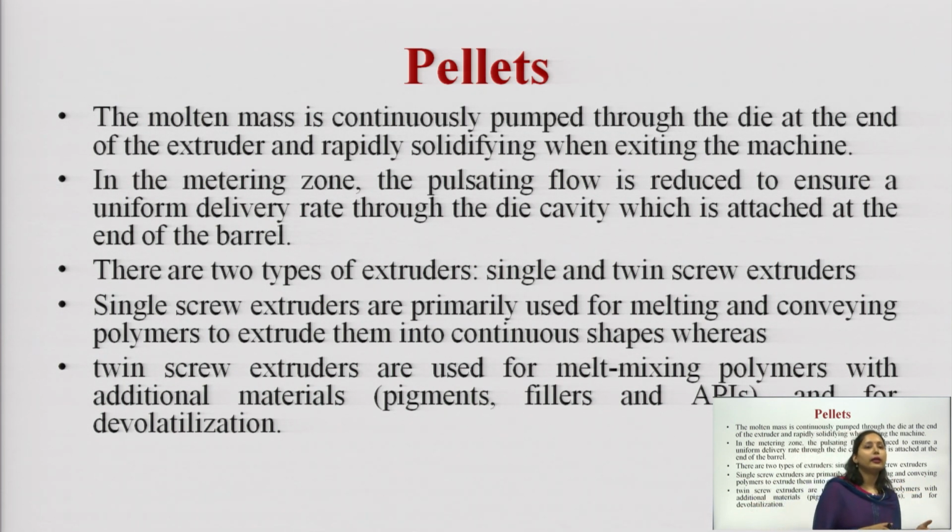But in hot melt extrusion, what we do? We do not deposit successive layers, but we directly mix the excipient and the API, and then we form a molten mass or a wet mass, and then we subject it to the extruder, and then finally a desired shape is obtained by passing it through the die cavity.